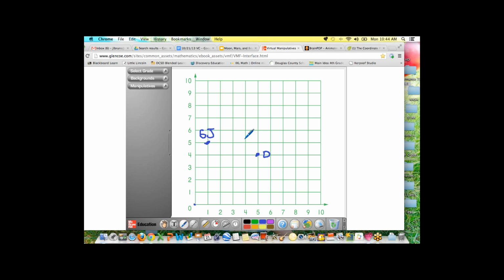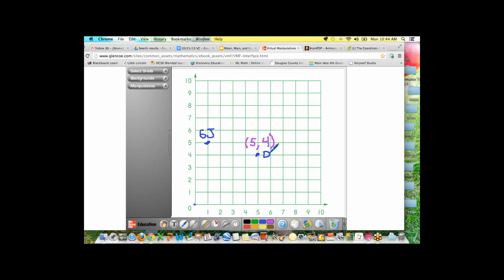What I'm doing first is I always do my x coordinate first, so I always go left or right first. Then I do my y coordinate second, so I always go up and down second. You always list your x coordinate first and then your y coordinate second. So yes, go ahead, Lucas.